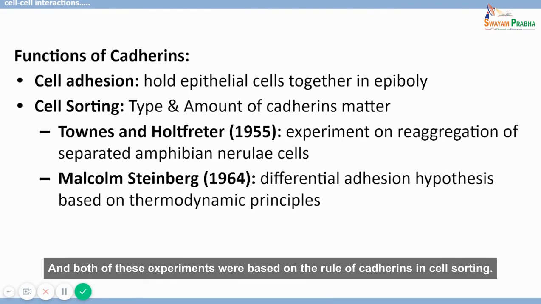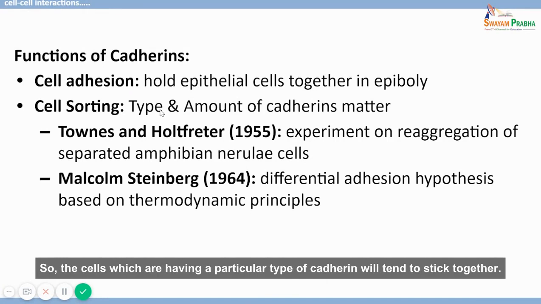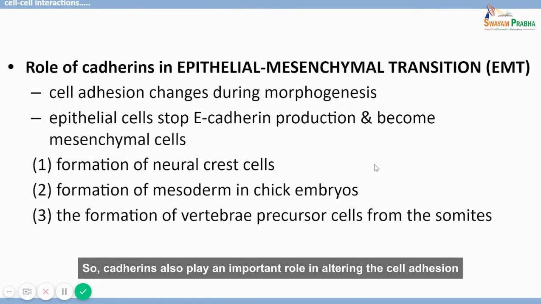So even the type of cadherin and the amount of cadherin matter. Like what type of cadherin, is it E cadherin or P cadherin or N cadherin? So the cells which are having a particular type of cadherin will tend to stick together and differ from the cells which are expressing some other type of cadherin, right? And even the amount of cadherin is important. The more cadherin on the cells, the more connection between them, or the more adhesion. So cadherins also play an important role in altering the cell adhesion during mesenchymal generation or during morphogenesis.